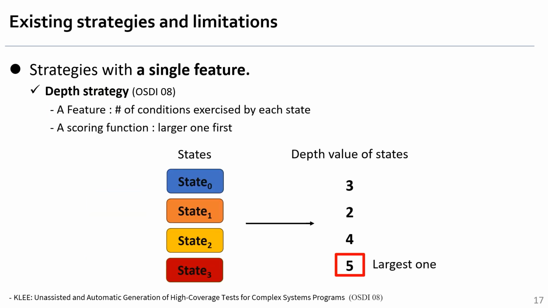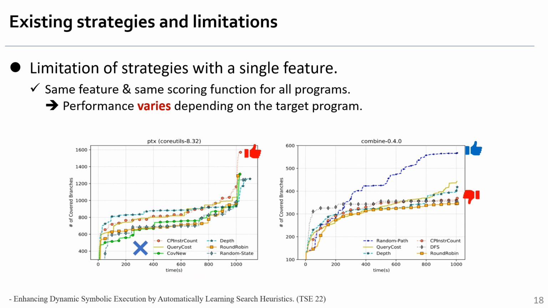Then let's see existing strategies. In most early strategies, they used a single feature for their design. For example, the depth strategy uses the number of conditions exercised by each state, which is called depth, as a single feature and selects the state with a larger value of depth.